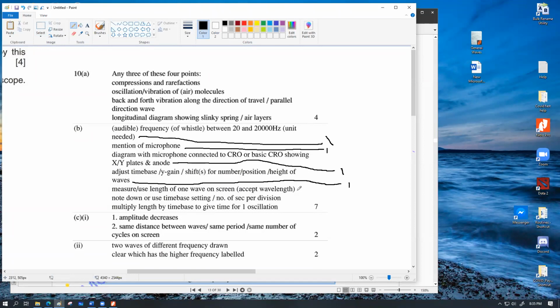Measure or use the length of one waveform on the screen to find the wavelength, that is 1 mark. Note down the time base of the CRO, the time per division, multiplied by the length of the waves. This is 1 mark, this is 1 mark. Sir, what does that mean? I haven't taught these yet, I will teach. OK sir. This is the total distribution of the 7 marks, notice.